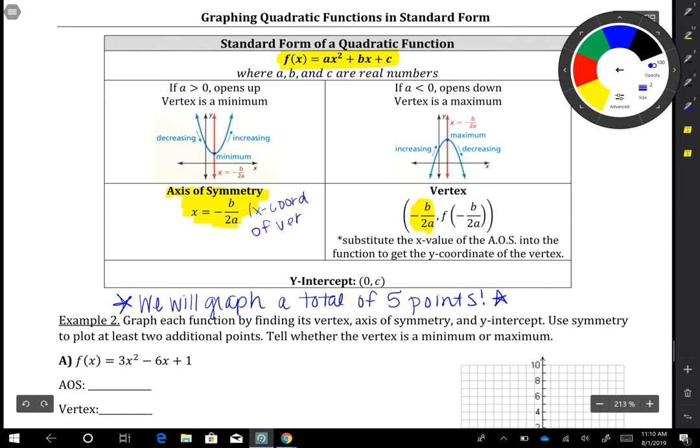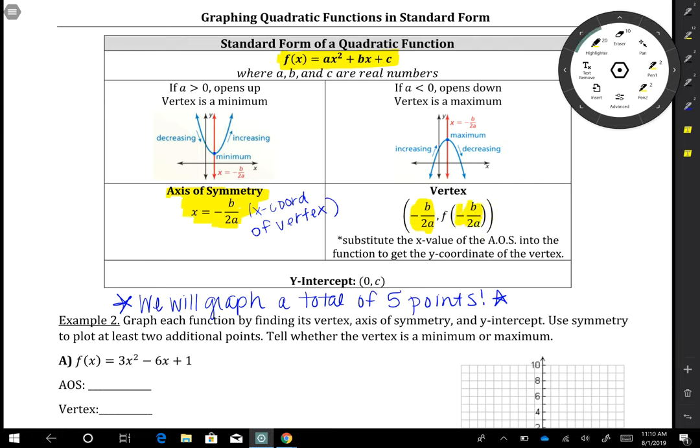Because it is the x-coordinate of the vertex, we can plug our axis of symmetry into the function. That's what this means right here, f of negative b over 2a. And that can give us the y-coordinate of our vertex. So that's 1 point. We will also get another point from finding the y-intercept, and that's super easy when your function is in standard form. It is just your c value, so it's 0, c.